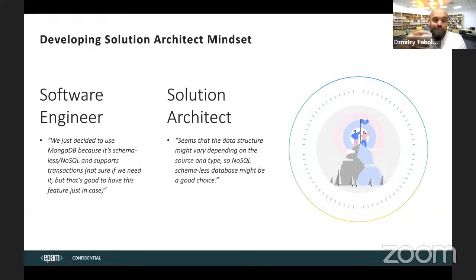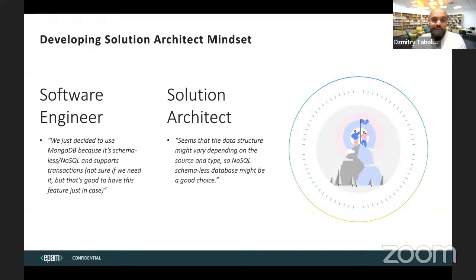And the tool comes next. First, as an architect, you try to validate if it's good in your particular case, not because it just has this set of capabilities. Like it supports transactions, let's use it. Even if you don't need them for now, probably you'll need them in the future, right?